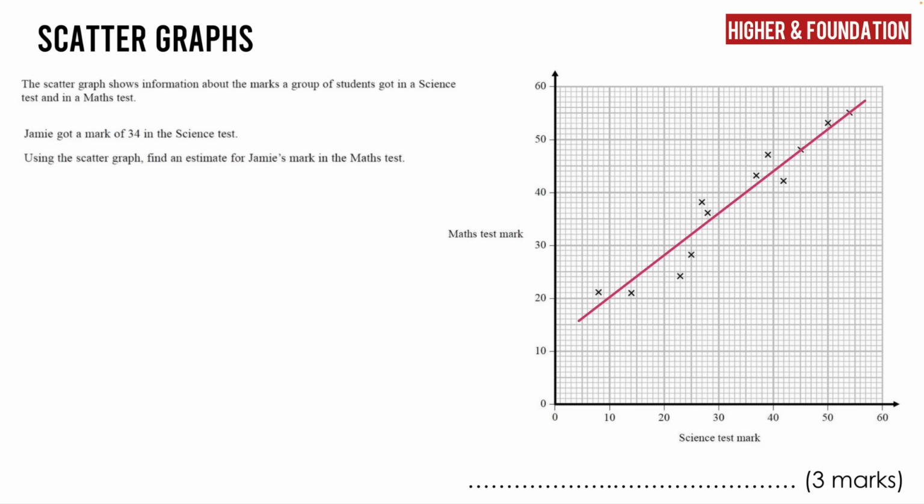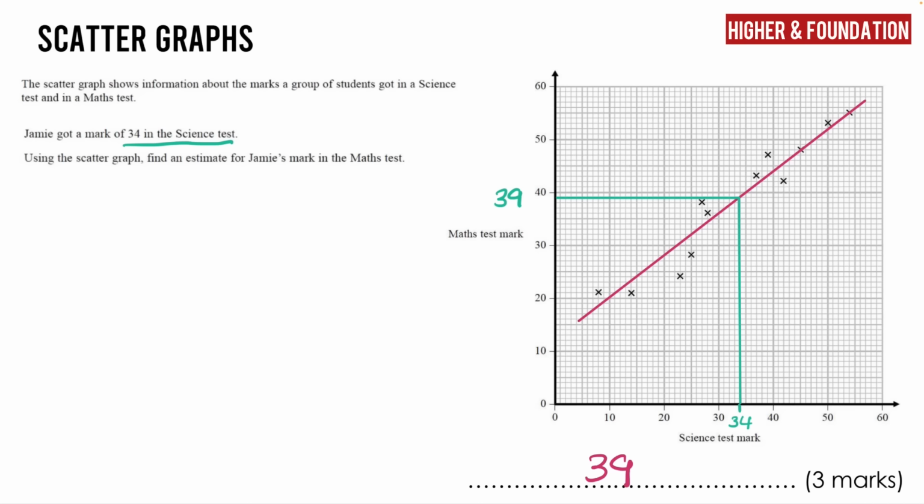Now this one says Jamie got a mark of 34 in the science test. Use the scatter graph to work out an estimate for his mark in the maths test. So we want to find 34 on the scatter graph, again being careful of the scale in this question, and then we're going to trace up to our line of best fit, and this bit of working out is really important because we are reading from our own line, which does allow us to have a bit of a variation of our answers, and that for me comes out as 39. So my answer for this would be 39. I've showed it nice and clearly using my line of best fit.